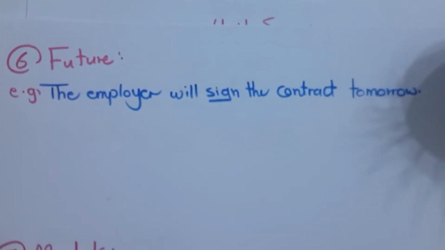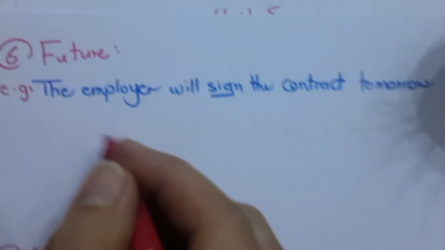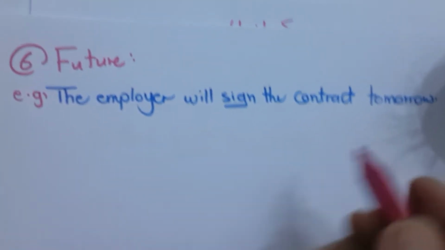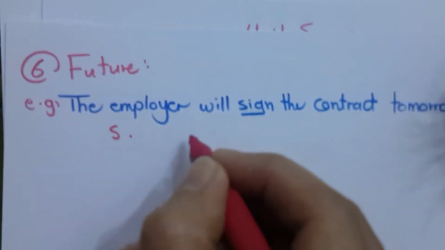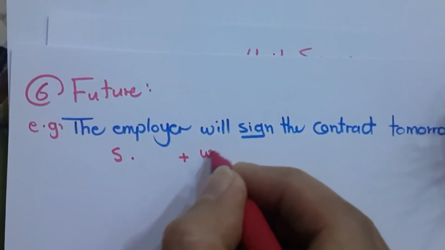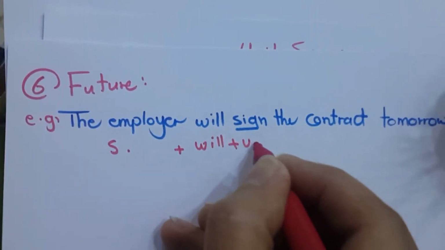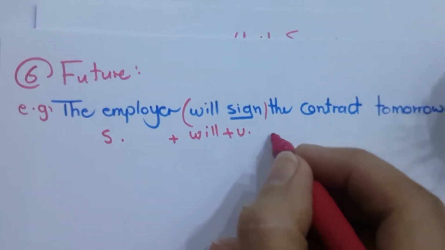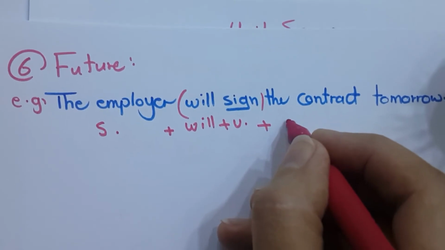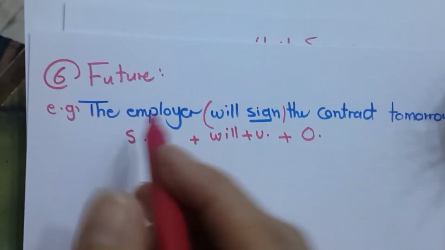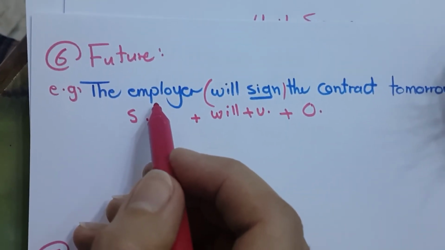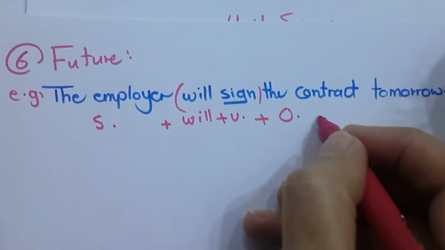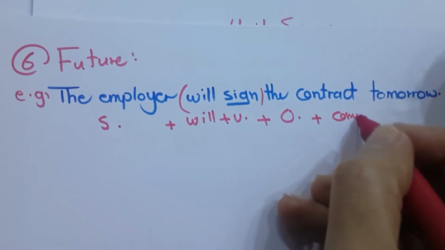Future with will. Look at the example. The employer will sign the contract tomorrow. This is an active sentence starting with the subject, will, and the verb in its base form to give us a future structure, followed by the contract. It's an object that is affected by the action that is done by the employer. Then you have tomorrow. It is a complement, adverb of time.